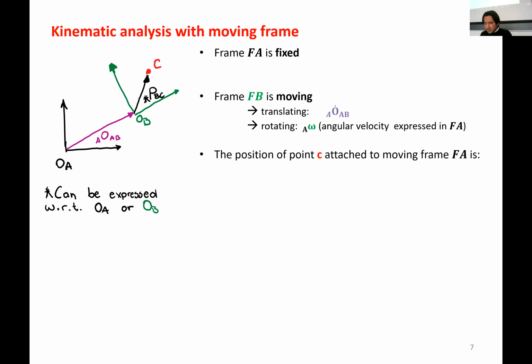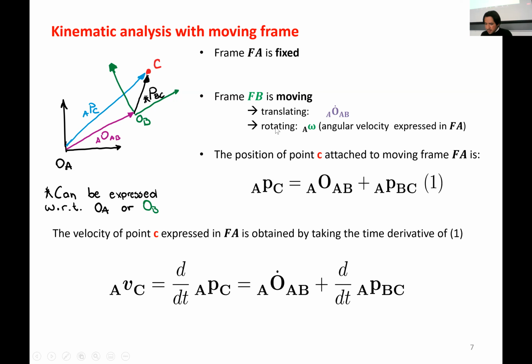So we can describe this using this expression. This is the vector that we care about, which is the vector pointing from the origin of frame A to point C, which is this. And then you have the vector pointing from the origin of frame A to the origin of frame B, plus the vector from the origin of frame B to the point. And this is all expressed in frame A, so we can add easily.